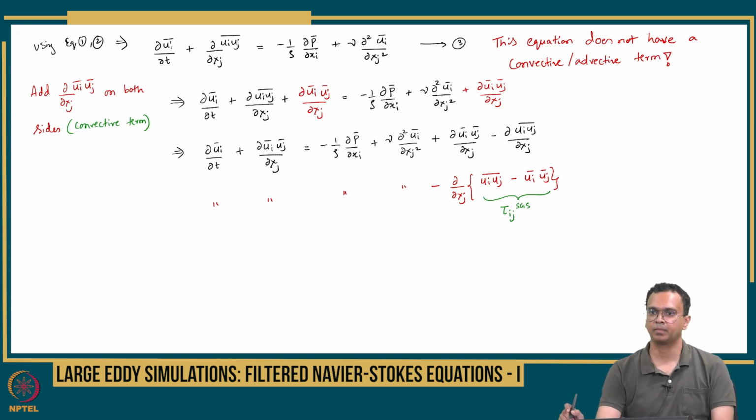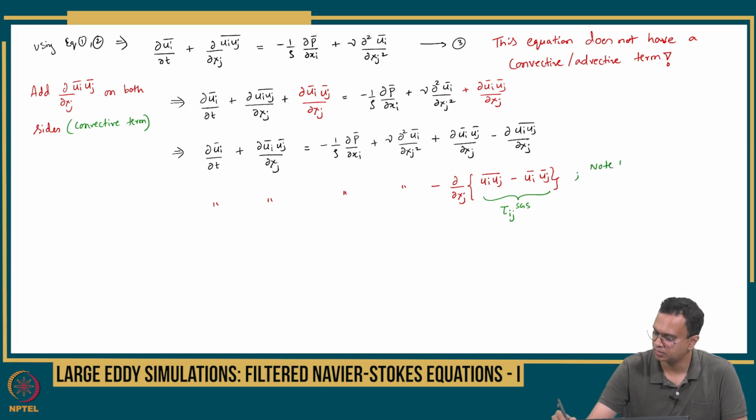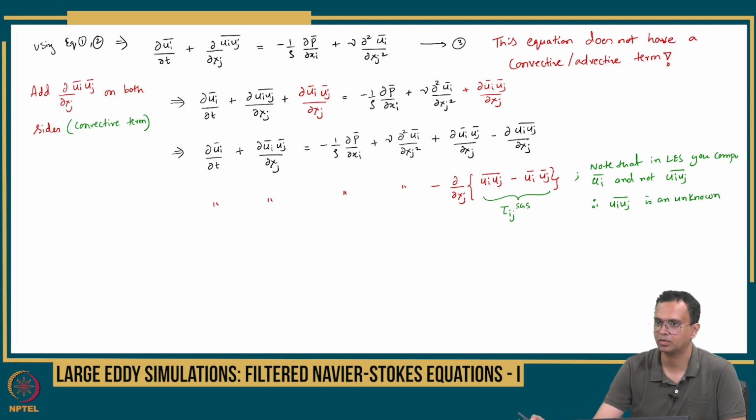This is an unknown here. In LES you are computing for filtered velocity and filtered pressure, not for the filtered products of the velocities. So this is an unknown term, and therefore this entire part, ui uj over bar minus ui bar uj bar, is an unknown. Note that in LES you compute ui bar and not ui uj over bar. Therefore ui uj over bar is an unknown. So I have 6 unknowns here.